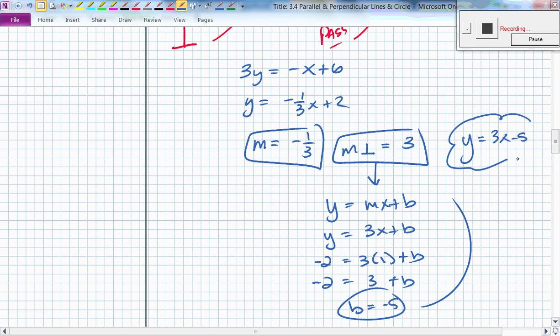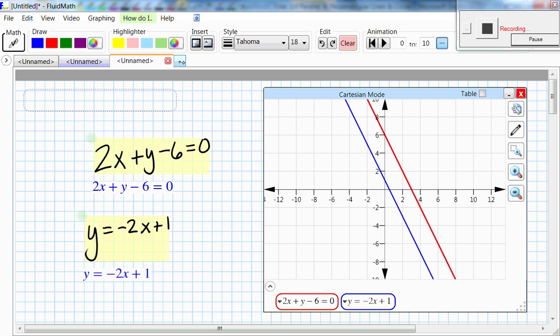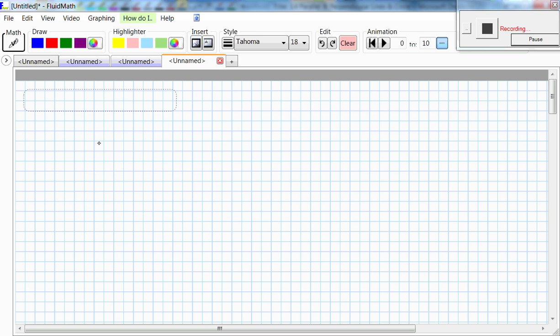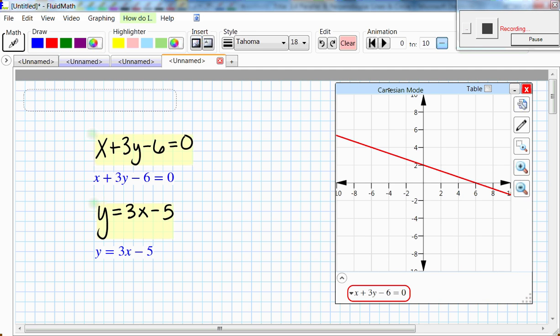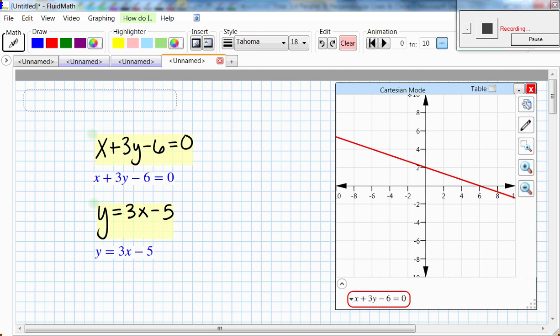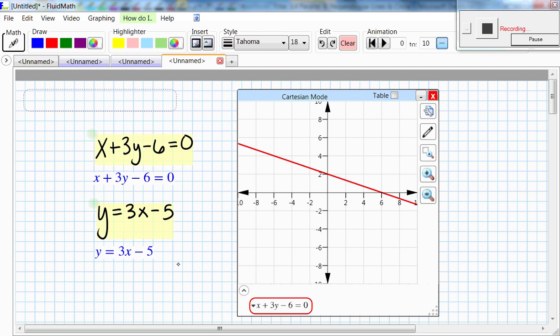So let's go ahead and graph that to check our work. In order to graph that, can you guys remember these equations for me? Okay, good. What was the first one we did? x plus 3y minus 6 equals 0. Okay, good. And what's the other one we had? y equals 3x minus 5. So what are we expecting to see here? 90-degree angle. Let's see here. And look at that. They even give us a different color. So nice of them. What do you guys think? Pretty good? Okay, great. Awesome.